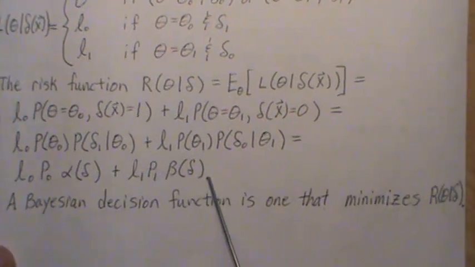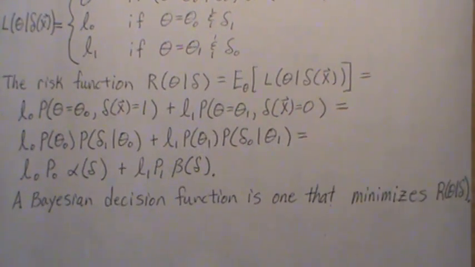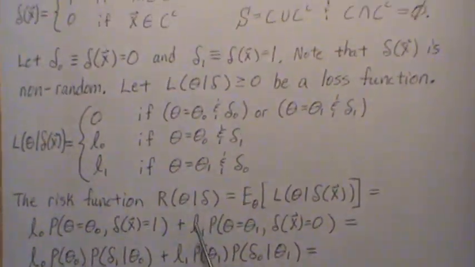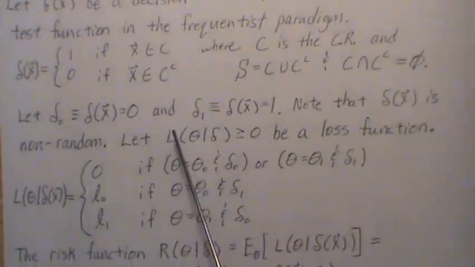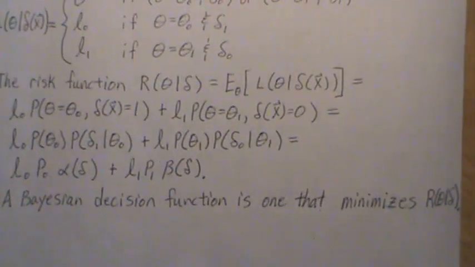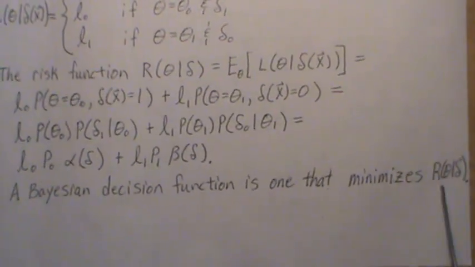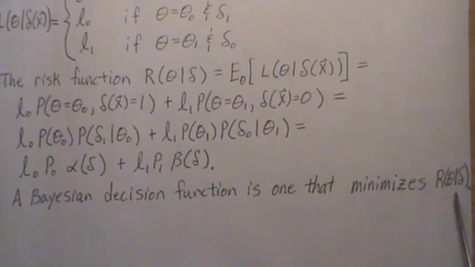Now, the whole concept of a Bayesian decision function is the one that minimizes this average risk, or the mean risk, right? So the goal is to find this set C, among all other critical regions, that minimizes the average loss.